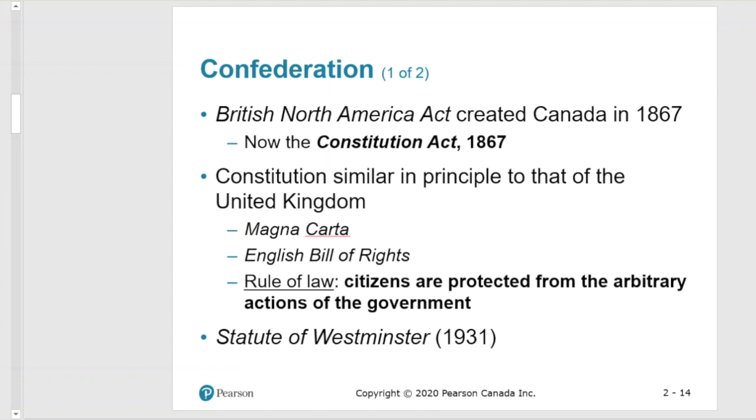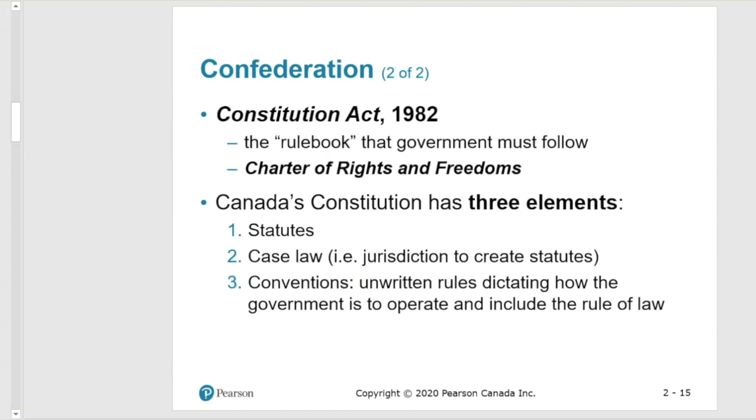So that's the rule of law. It helps to make Canada a democratic society. And then after this Constitution Act, we have the Constitution Act of 1982. This Constitution Act is important mainly for two things. The first thing is that it made Canada fully independent from the British. So from 1982 on, Canadians, if they wanted to change their constitution, if they wanted to change their form of government, they would do this by themselves. They wouldn't need prior approval from the British.